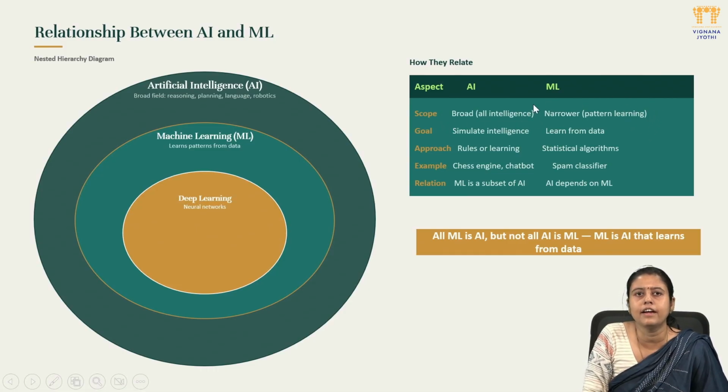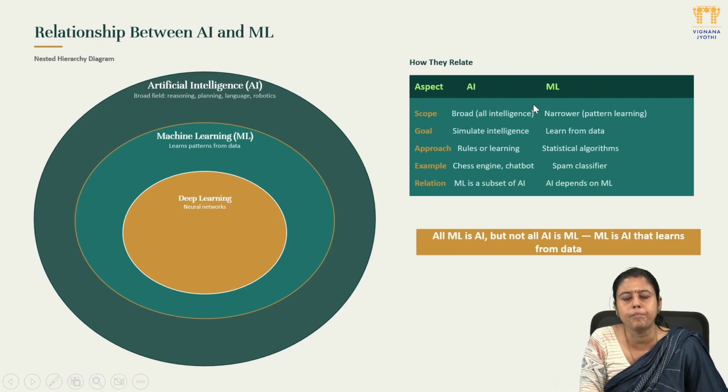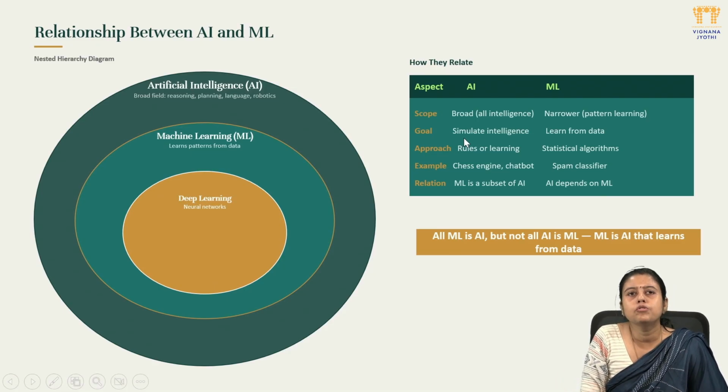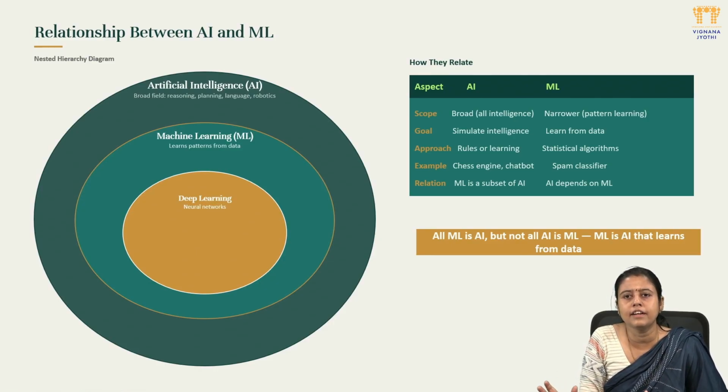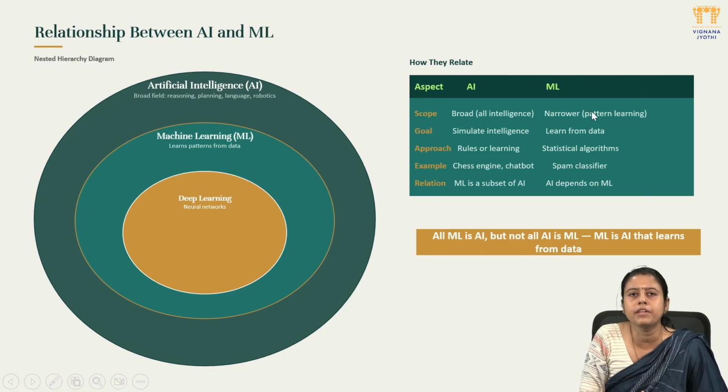It is the pattern learning. Machine learning learns about the pattern and gives the answer based on the pattern. Goal: to simulate intelligence, to make intelligence like the human. It learns from the data, and according to that it starts to give the answer. Approach: it has some rules or some learning pattern. Like if we are going for fuzzy logic, there is some rule-based learning, some interpretation-based learning, but ML has only the statistical algorithm.